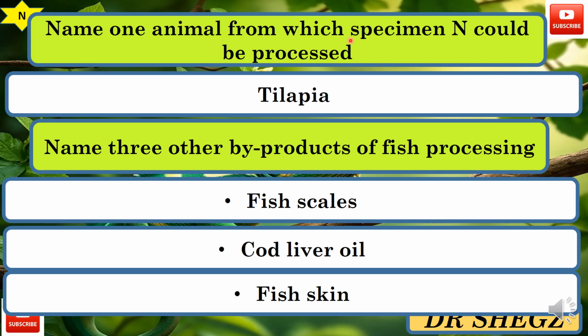Name one animal from which specimen N could be processed or obtained. You have tilapia, of course, it's fish. So you can get fish meal from that tilapia. Name three other byproducts of fish processing. You have fish scales, you have cod liver oil, you have fish skin. You can obtain all these products from fish.